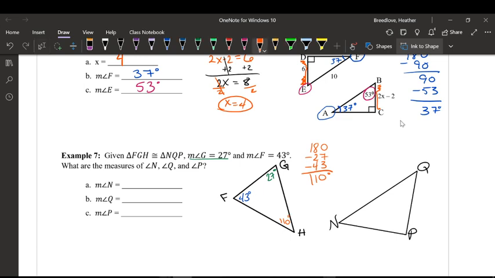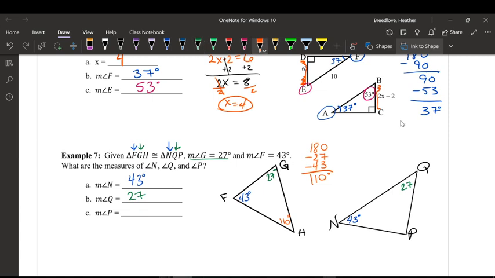Alright, so it asked me, what is the measure of angle N? Well, N is the first letter of the second piece of the statement, and the first letter of the first piece is F. So N goes with F. So if F is 43, then N is 43. And then Q. Q is the second letter of the statement, and that goes with G, which is also the second letter of the statement. G is 27, so Q is 27.